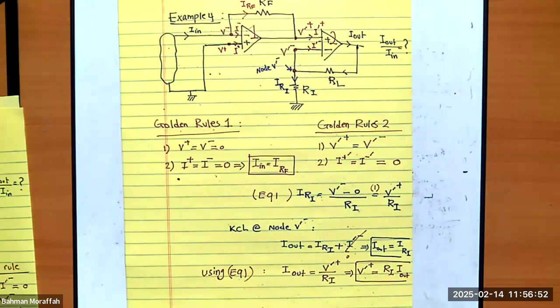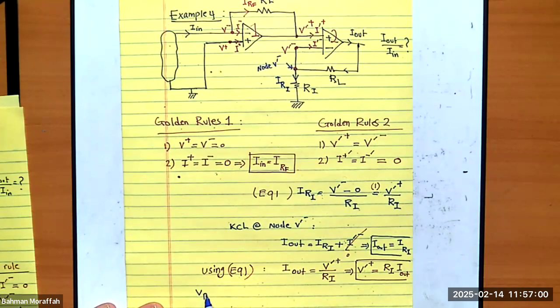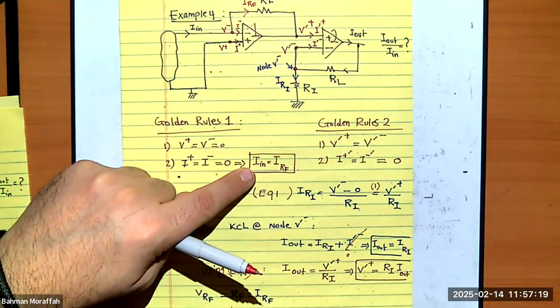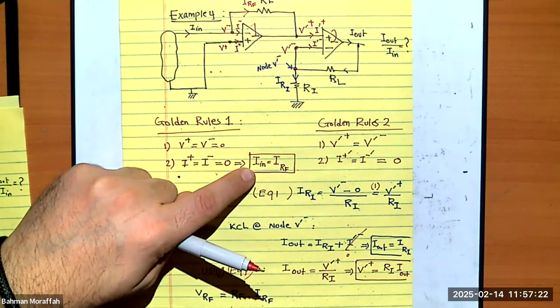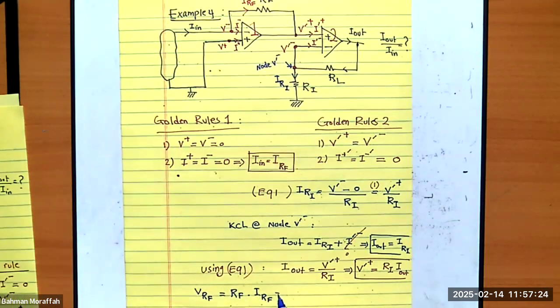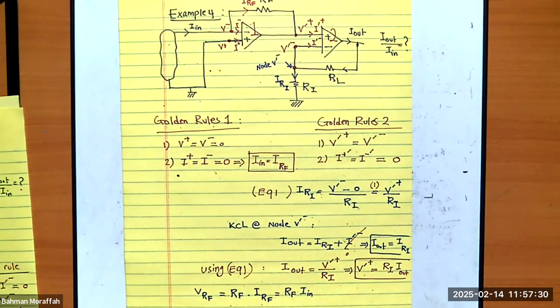Let's go back to the first op-amp. What is voltage across RF? Do you agree that's RF times current through it? So that is RF times I through RF. But we know I through RF is exactly IN. It's right here. That was due to that golden rule that we have. You agree with that? I'll write it as RF times IN. Right?